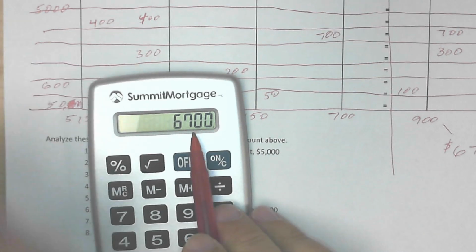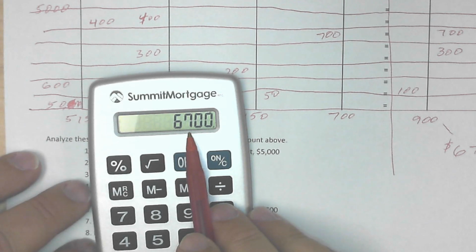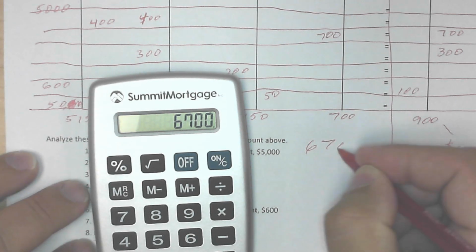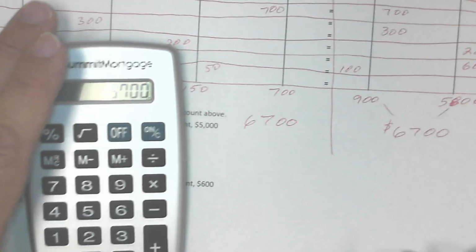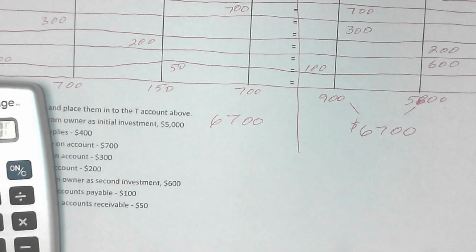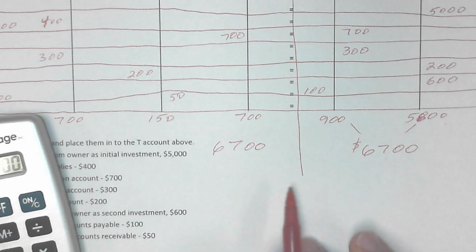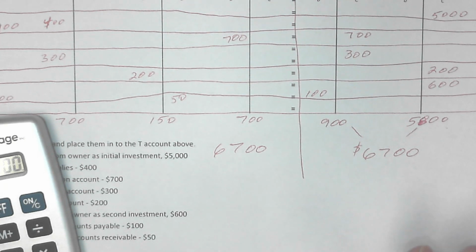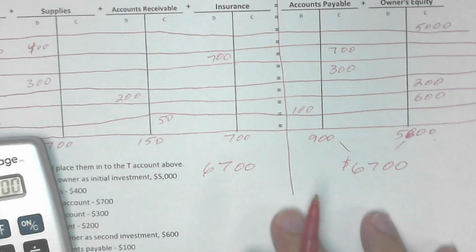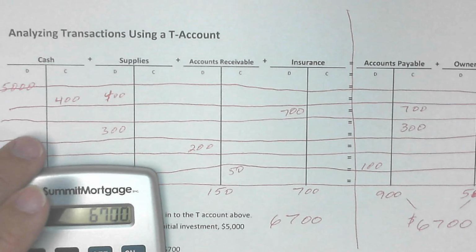So both of these equal $6,700. Like that. So I did everything right. Both sides are equal. So there's that one. So keep a hold of that.